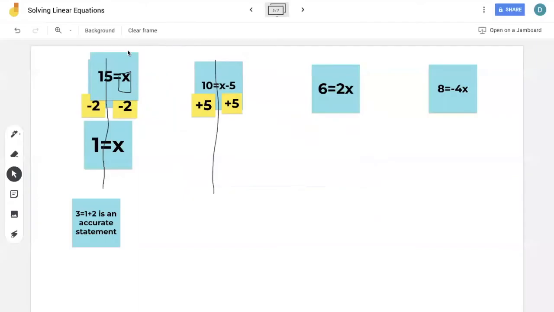And remember, you can still verify it. I'm not going to, but you are more than welcome to verify it by plugging 15 back into the equation. And it's pretty easy. 15 minus 5 is definitely 10.